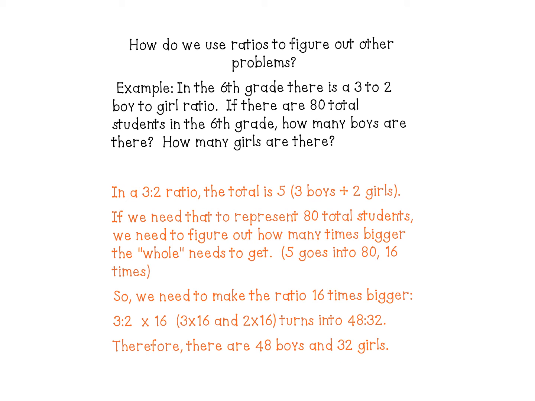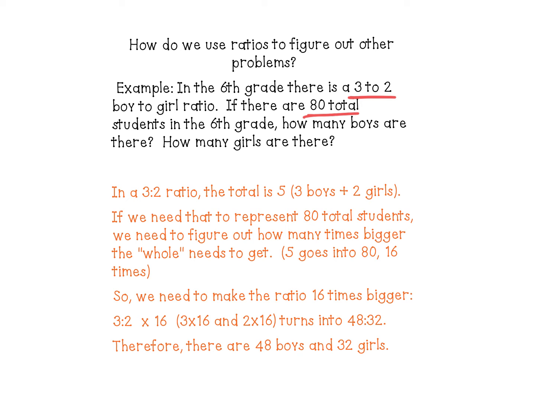All right, so what we need to look at is how we're going to use ratios to figure out problems. So here's a perfect example. It says in the 6th grade, there is a 3 to 2 boy to girl ratio. If there are 80 total students in the 6th grade, how many boys are there and how many girls are there? So we're looking at a part-to-part ratio here, and we're comparing it to a total or a whole.